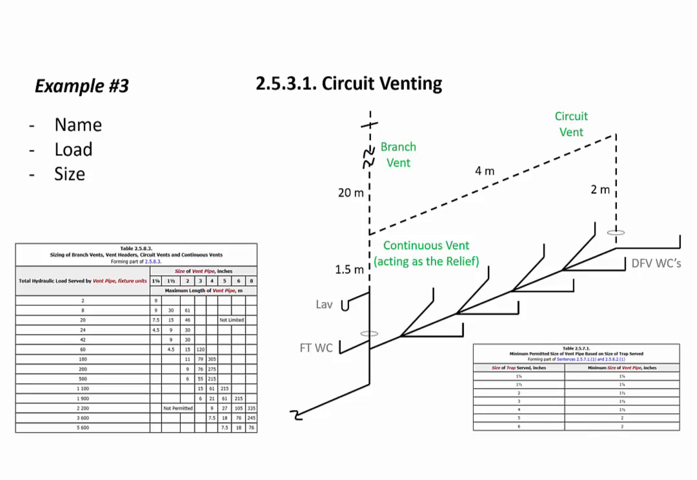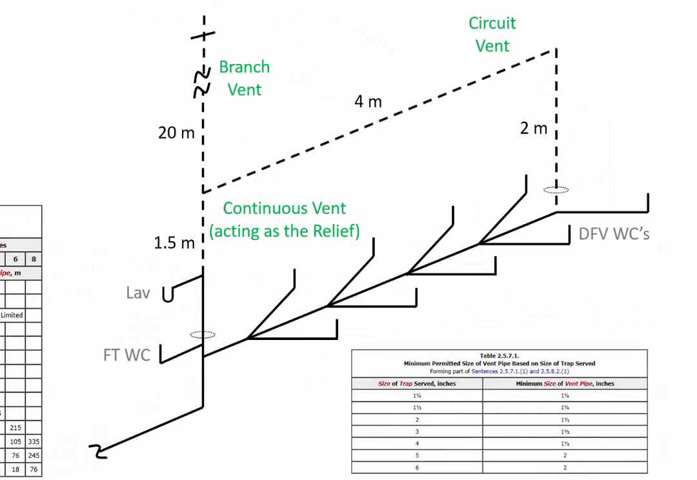Now we'll look at names for the vents. The circuit vent's fairly obvious, connects to the most upstream trap arm on the circuit, and it's going to tie in with this continuous vent. This continuous vent serves the wet vented group right here, the fixture drain wet vent serving the water closet. So we know that serving a water closet, right away we're going to need to meet minimum sizes of 1.5 inches, but we'll size it on length of load as well, just to make sure that we don't need to be larger for any reason. And again, to satisfy table 2571, really all of these vents would be minimum 1.5 inches.